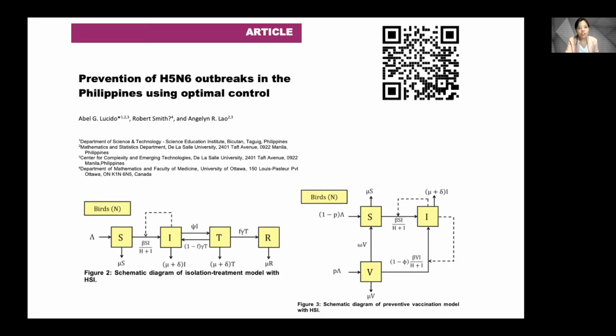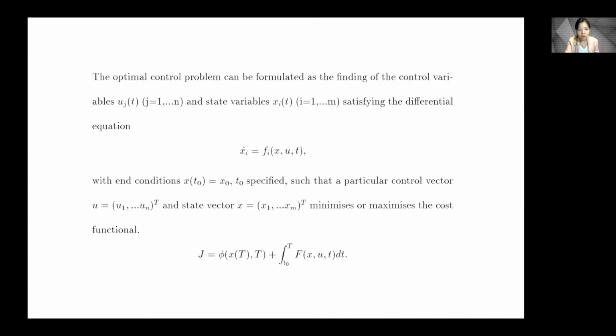This is an extension of our work on the avian influenza virus. We applied an optimal control approach to study the prevention of H5N6 outbreaks. This is a similar model where we have the isolation and vaccination model, but we applied optimal control.